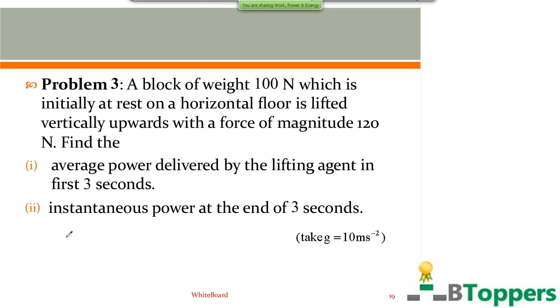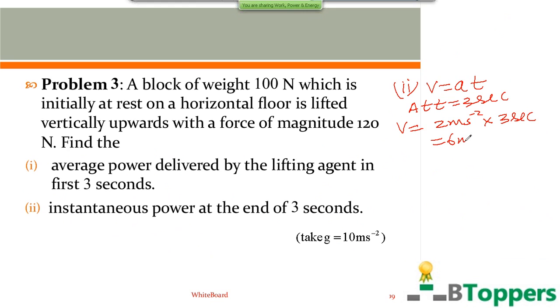So in the second part of the question, you are asked to find the instantaneous power at the end of 3 seconds. For that, you have to know the instantaneous velocity at the end of 3 seconds. The body starts from rest and moves with constant acceleration. Then the magnitude of the instantaneous velocity at time t is given by v equal to at. So to find the instantaneous velocity at the end of 3 seconds, you have to substitute t equal to 3 seconds. We have already calculated the magnitude of acceleration of the body, which is equal to 2 meters per second square. So the instantaneous velocity at the end of the third second will be 6 meters per second.